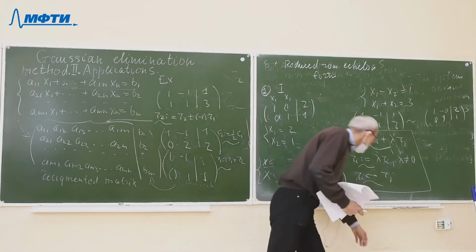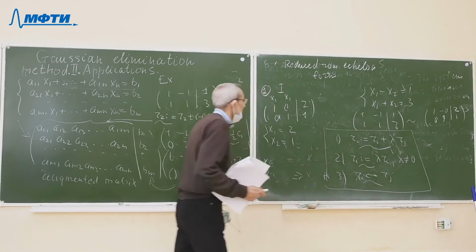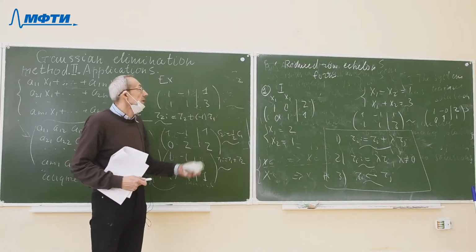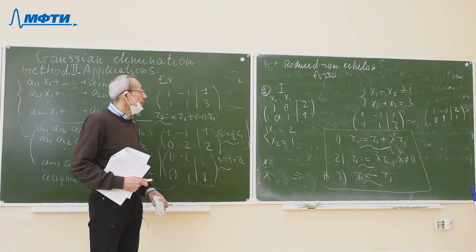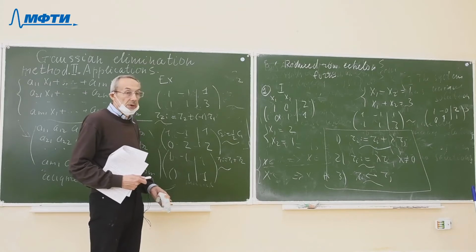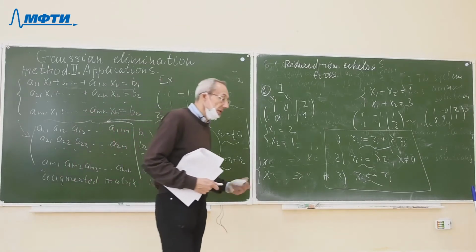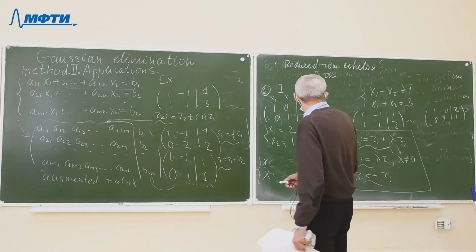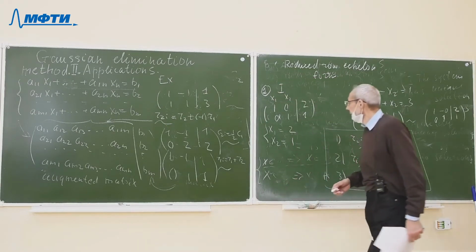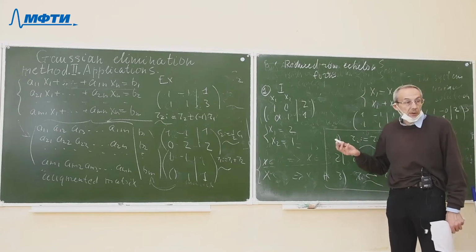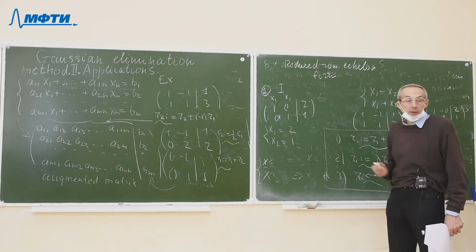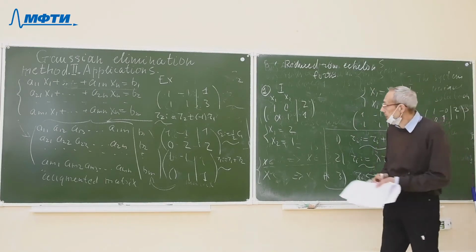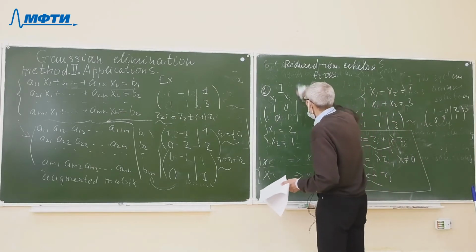And now I try to define this most simple form of matrix which is equivalent to the solution. And our aim, using these three types of operation, is to reduce an arbitrary matrix to the reduced row echelon form. What does row echelon form mean?